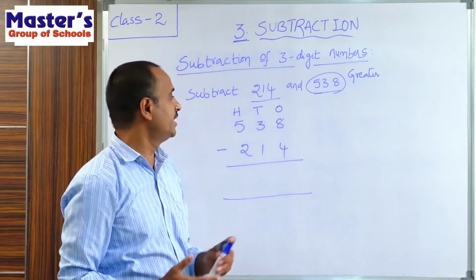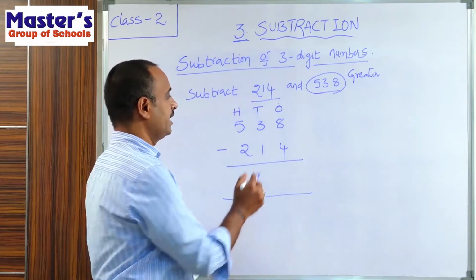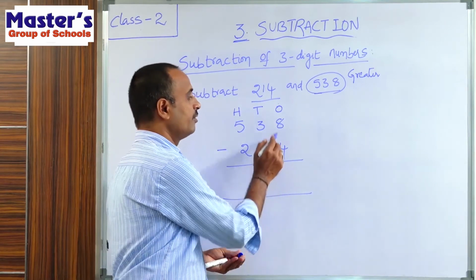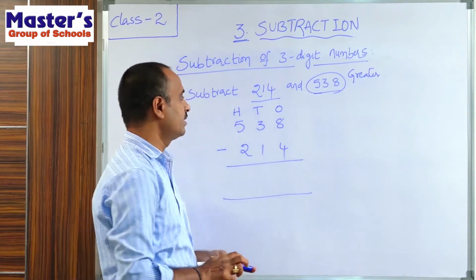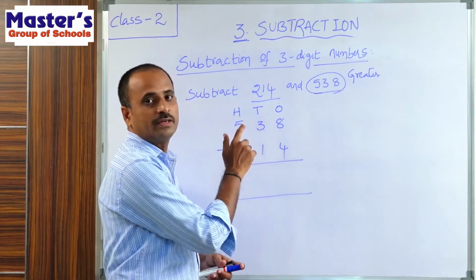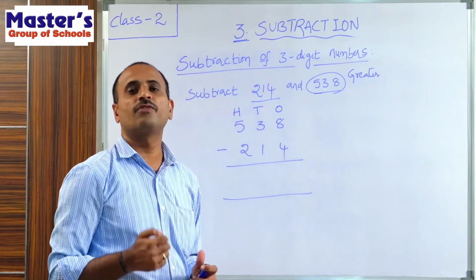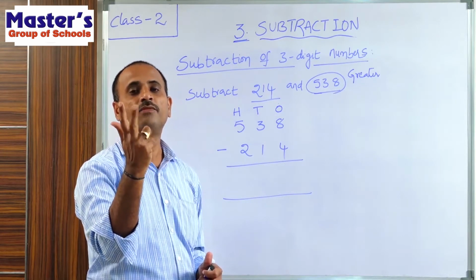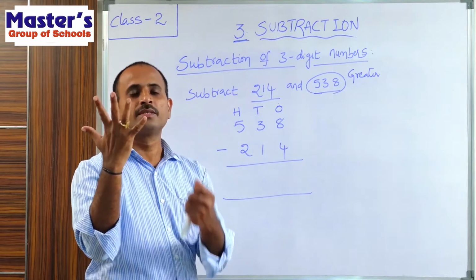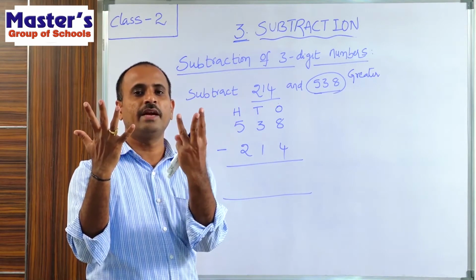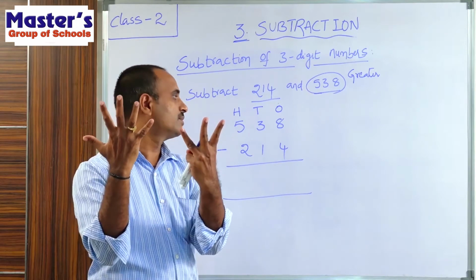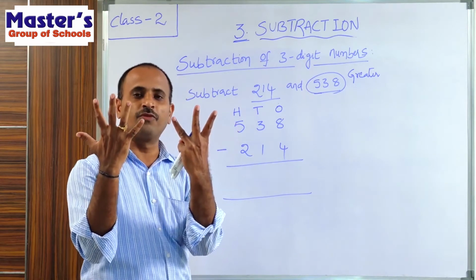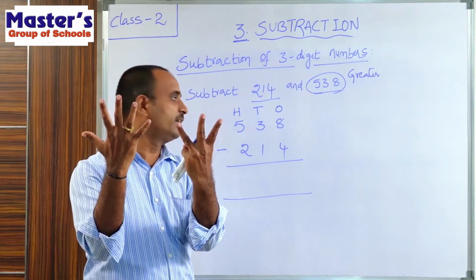What are the digits present in the ones place? 8 and 4 are present in the ones place. So subtract 4 from 8. What is the first number? 8. So open 8 fingers of your hand. 1, 2, 3, 4, 5, 6, 7, 8. These are the 8 fingers. What is the second digit? The second digit is 4. So close 4 fingers out of the 8 fingers.